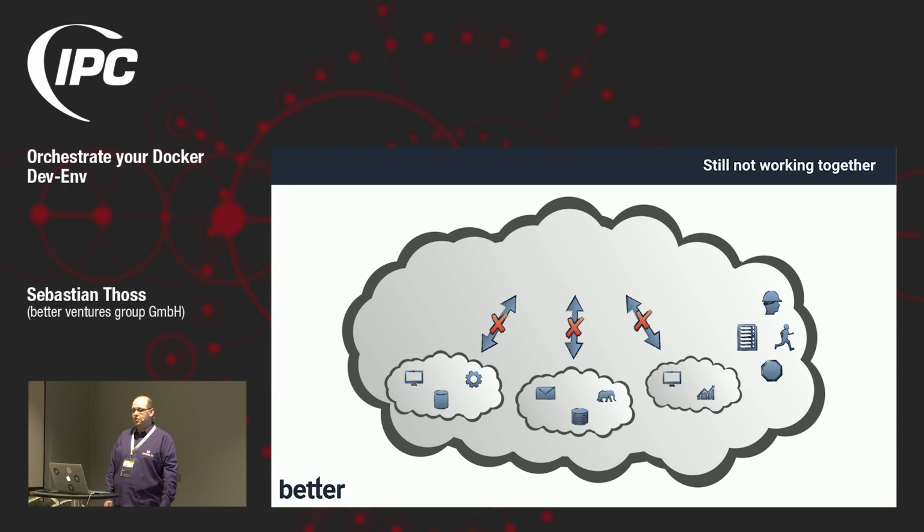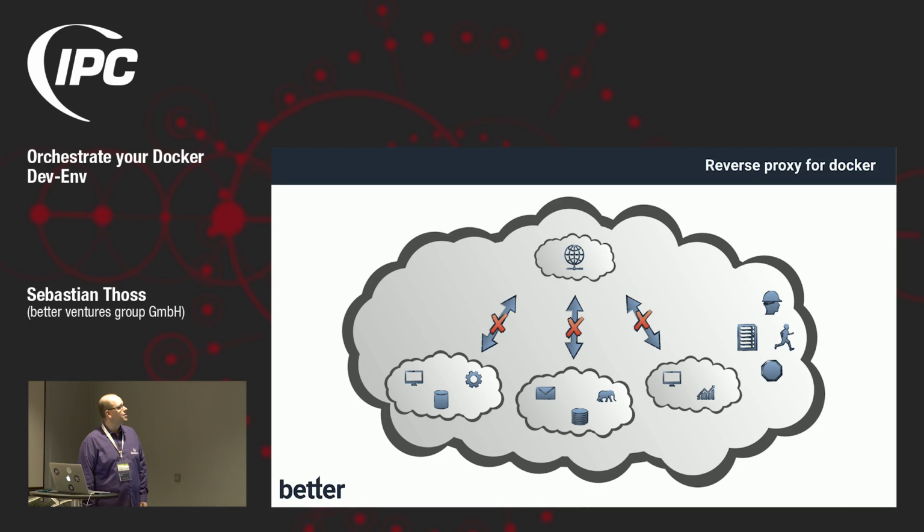So how did we solve this one? We solved this simply with a reverse proxy. Who knows what a reverse proxy for Docker is? 1, 2, 3, 4, 5. Okay, good that I got the slides with that. Just short: with a reverse proxy, you don't have these problems anymore of them not being able to talk to each other, or of using the same ports on the local machine.